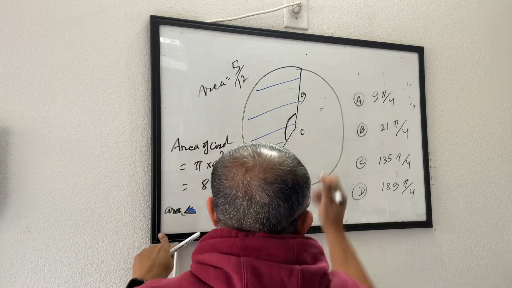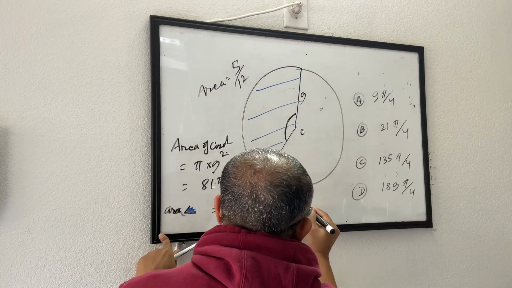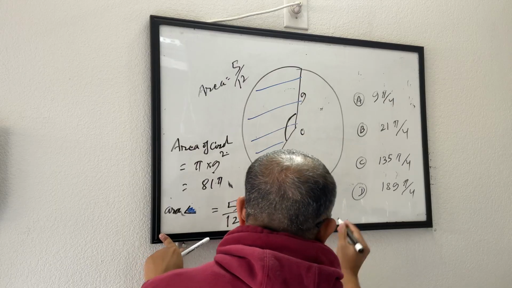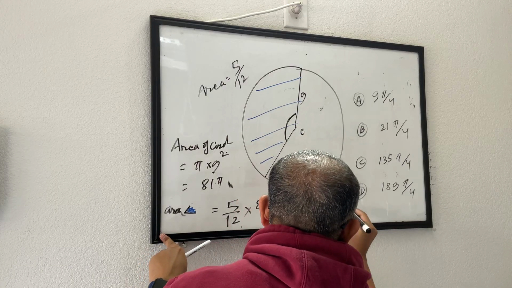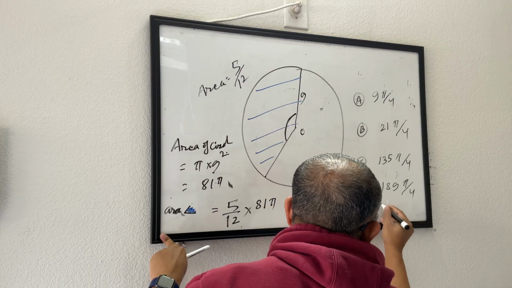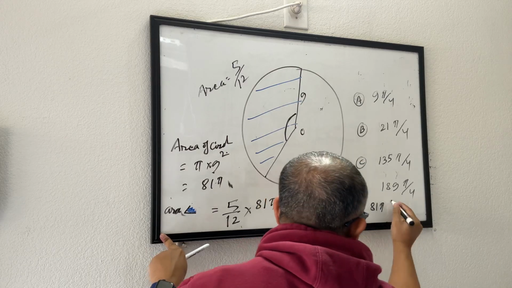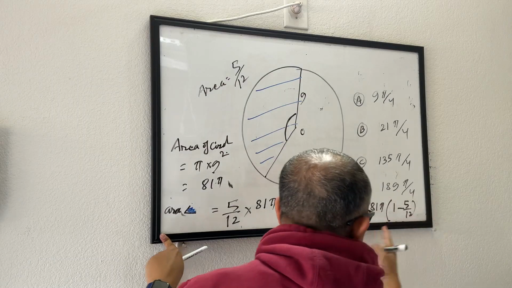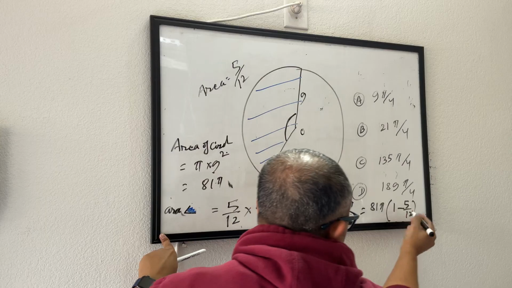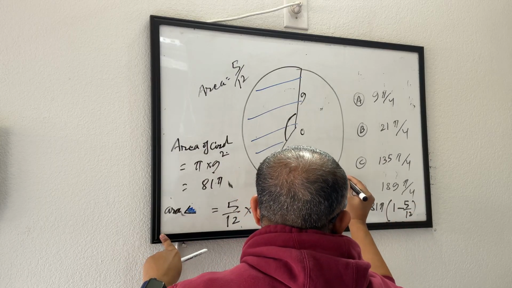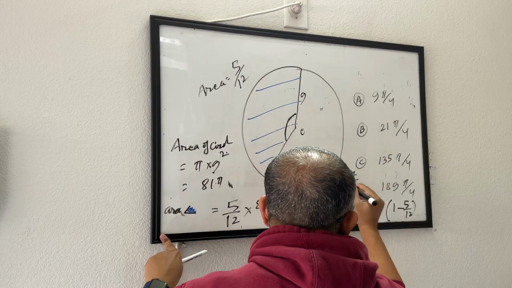So the area of the unshaded region would be 81 pi, the area of the circle, minus this whole thing, 5 over 12 into 81 pi. It's as simple as 81 pi is common in both the terms. It becomes 1 minus 5 over 12, which will be nothing but 7 over 12. 12 minus 5, 7 over 12. So 81 pi into 7 over 12.